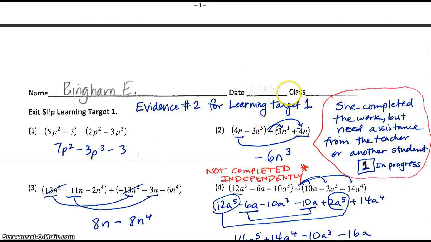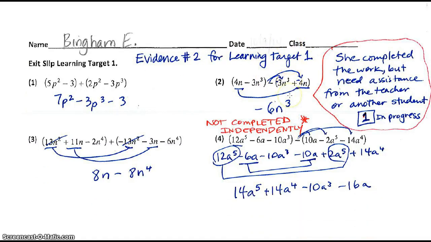All right, so say this is evidence number 2 for learning target 1, which is an exit slip. She has to complete 4 problems. So she did. She completed all 4 problems, but it says it's not completed independently. Independently means that you don't need the assistance from someone else to complete the problems. So she completed the work, but she needed assistance from the teacher or another student. So that means she got a 1. That means she's in progress.